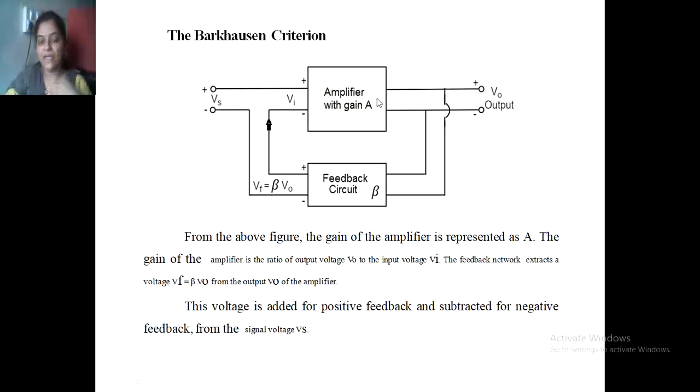The feedback network extracts a voltage Vf equal to beta times V0 from the output V0 of the amplifier. This voltage is added for positive feedback and subtracted for negative feedback from the signal voltage here.